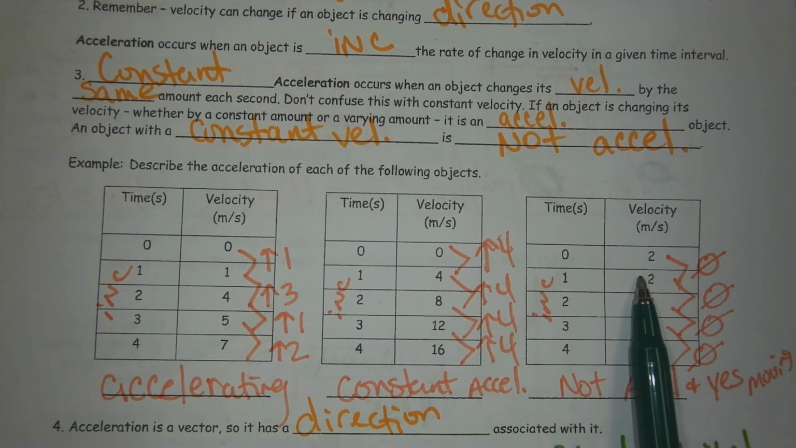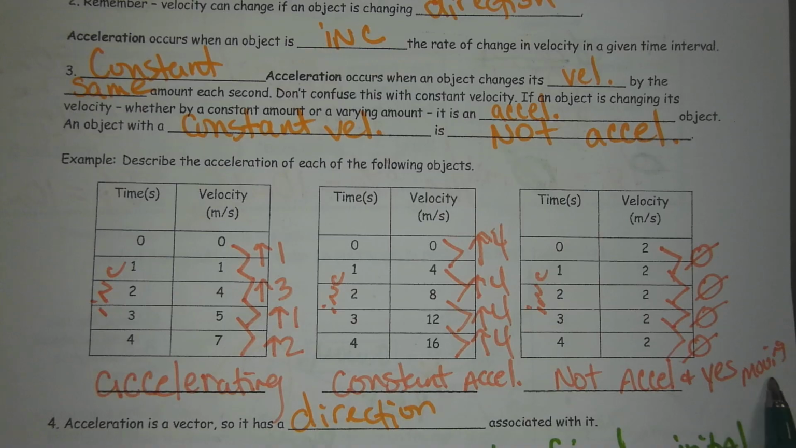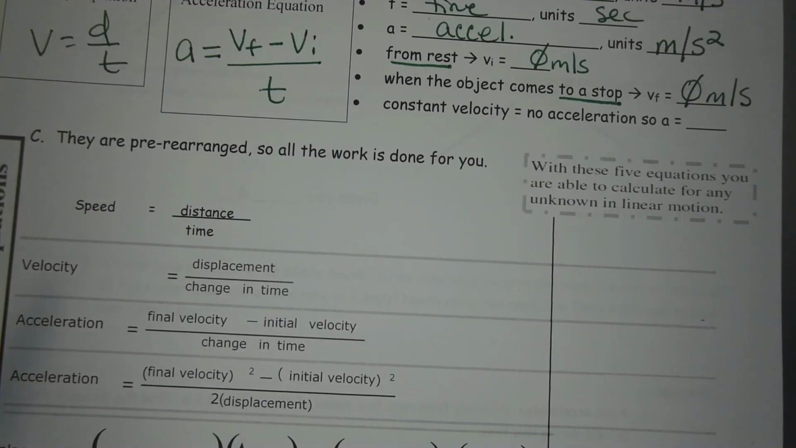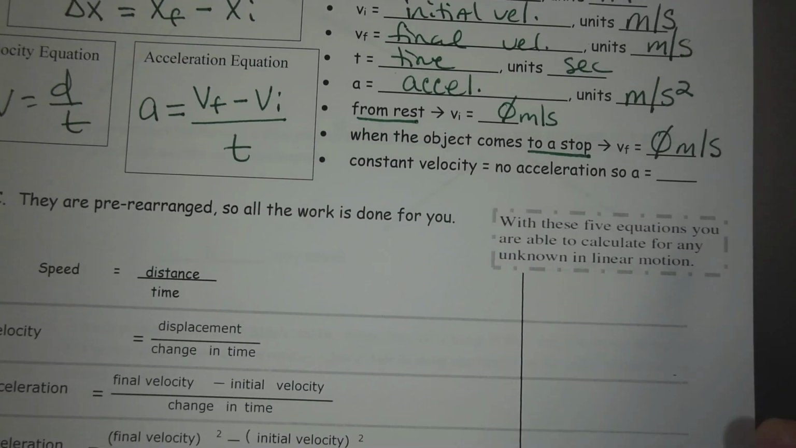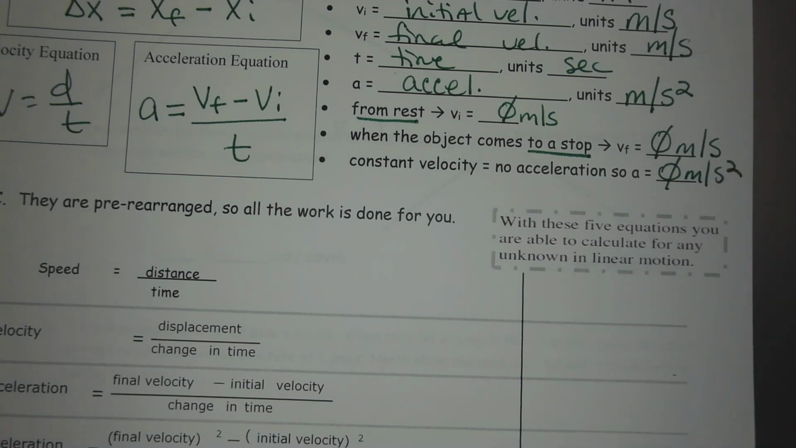But chart 3, 2, 2, 2, 2, 2, 2, 2. Am I moving? Yes, I am moving. Am I accelerating? No, I am not accelerating. So we could have a 0 acceleration, but yet still be moving. That's what I wanted to make sure I clarify. One more time. We could be moving and have 0 as our acceleration because we're not accelerating. We have a constant velocity.